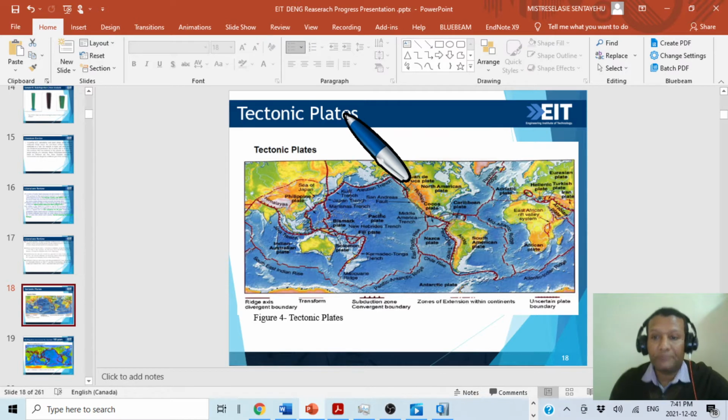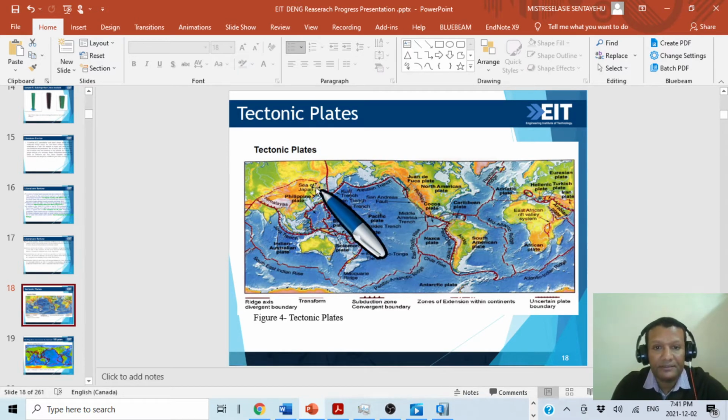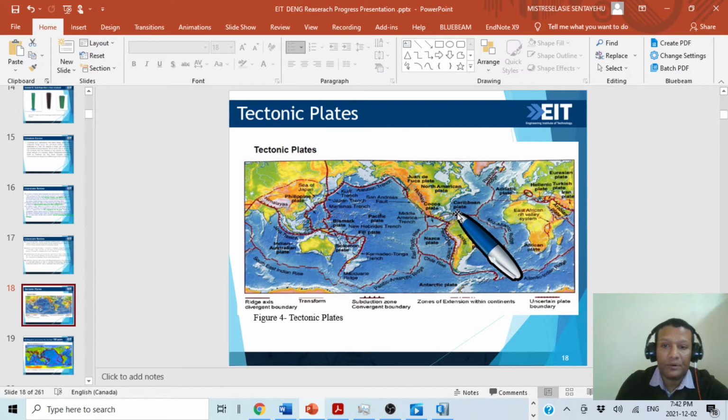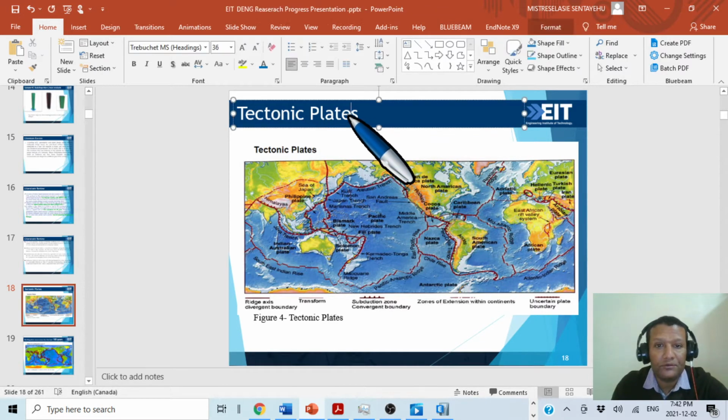This is the tectonic plates. We have a lot of plates. For example, this is the African plate, this is the South American plate, this is also the Caucasus plate, this one the North American plate, the Philippine plate. So we have a lot of plates. It's divided into different plates. This one we'll use for probabilistic seismic map generation. We need to know which plate is there.